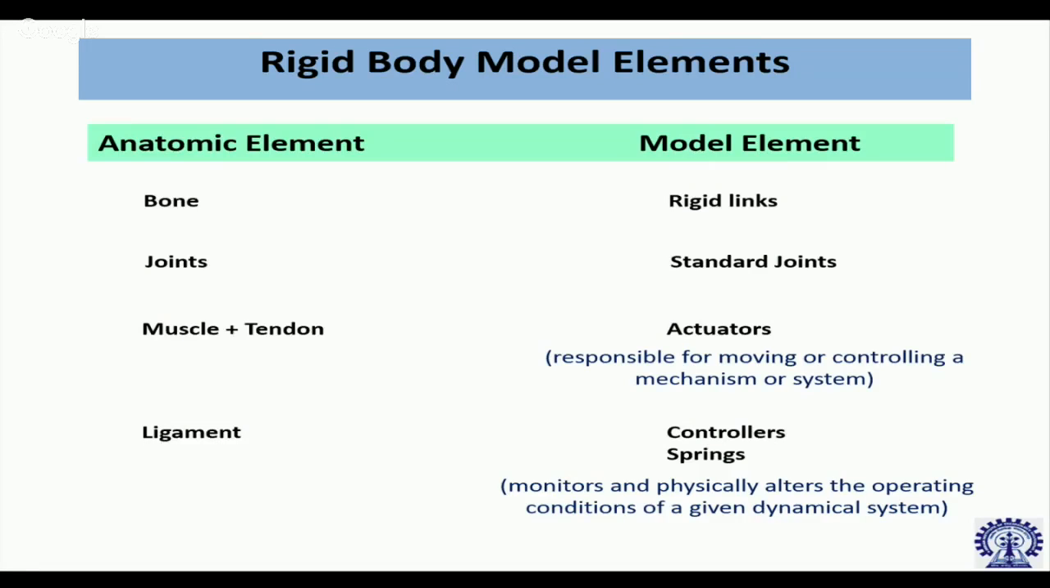The ligaments, on the other hand, are controllers. Actuators are a type of motor. They help in moving and controlling a system, whereas controllers or springs are monitors, and they physically alter the operating conditions of a given dynamic system. They control the system. Ligaments act as controllers and also as spring elements. So this is a summary of the analogy between the musculoskeletal system and a mechanical system as a whole.